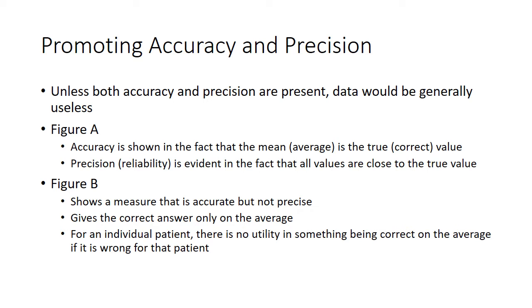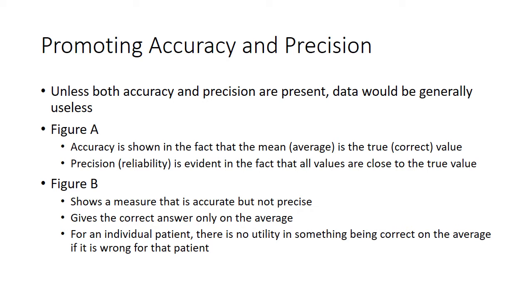And so with figure A, we said that accuracy is shown in the fact that the mean or the average value is true and correct in that case. And the fact that it's very reliable means most of those values that show up are going to be very close to that true value. Whereas figure B shows one that's going to be accurate but not precise, meaning that on average you get the correct answer, but there's a lot of variability there.